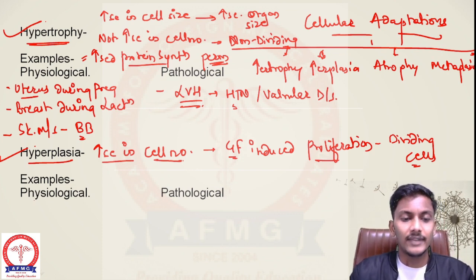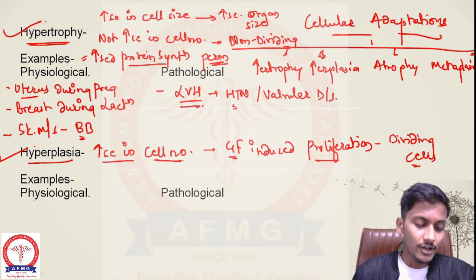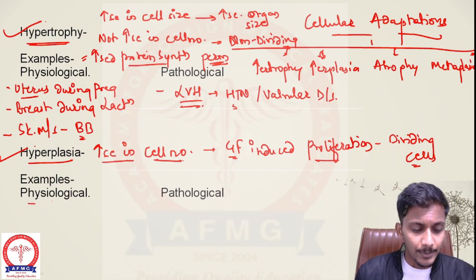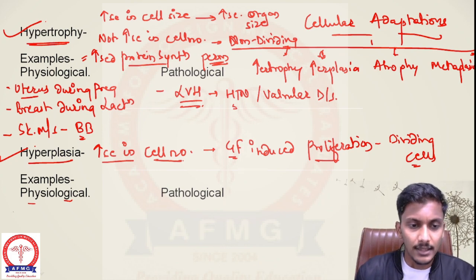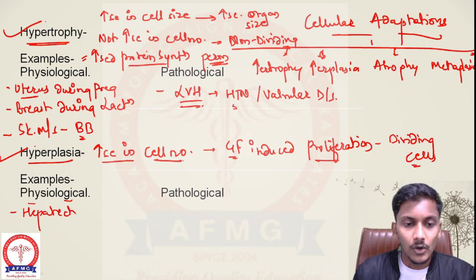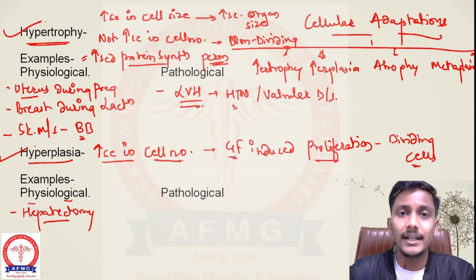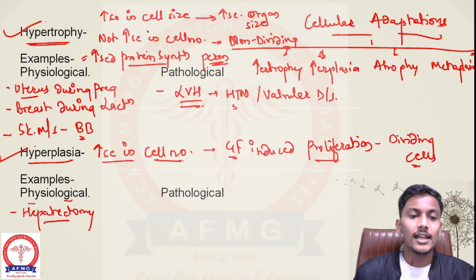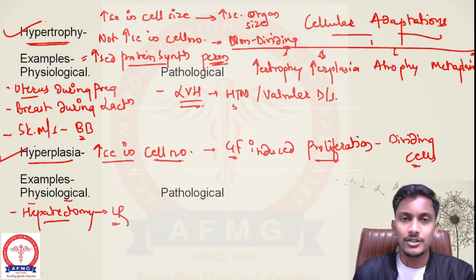There are different kinds of examples. Again, physiological and pathological hyperplasia can be there. Physiological hyperplasia can be compensatory hyperplasia, which would be seen in cases of hepatectomy. Whenever a part of the liver is removed, as we all know, the liver has the ability to regenerate. The hepatocytes have the ability to regenerate. Therefore, after hepatectomy, the liver would regenerate. It would lead to hyperplasia that causes liver regeneration. So this is an example of compensatory physiological hyperplasia.